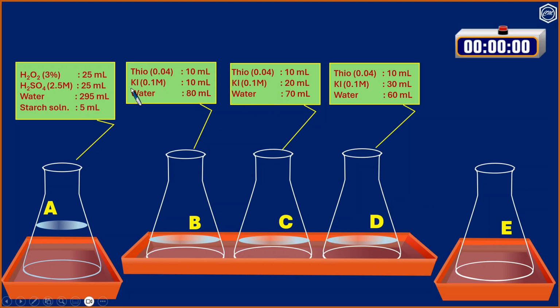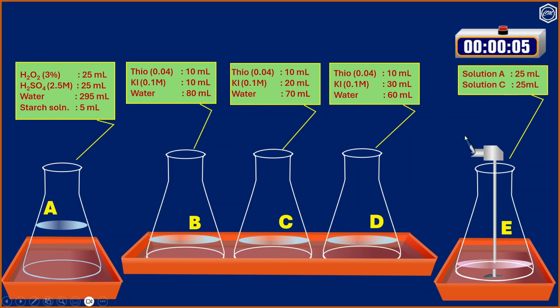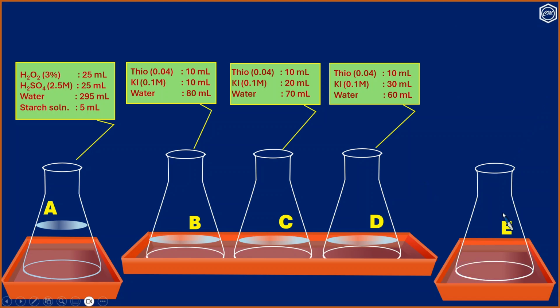So we immediately start the stopwatch when we mix these two solutions, 25 ml from A, 25 ml from C. So the stopwatch is started. And the blue color appeared. So we stop the stopwatch and the time required is 30 seconds. Now we remove it, clean the flask, and to that now we take 25 ml from A and 25 ml from D, and immediately start the stopwatch.